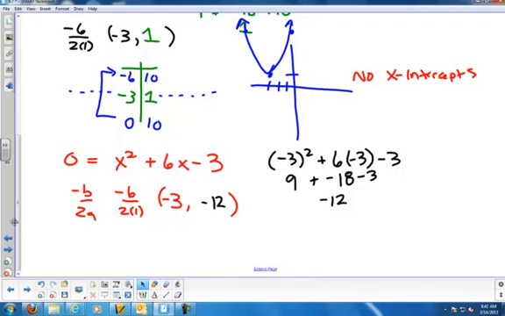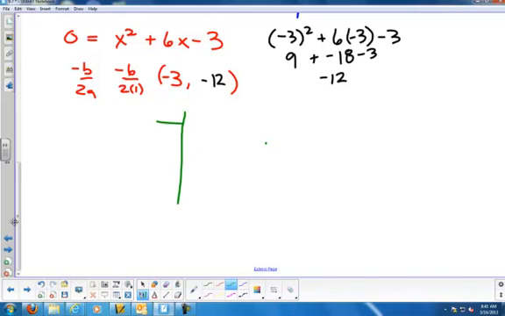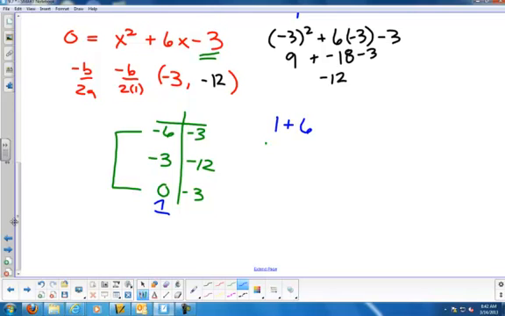And then if you look at a table with this data, negative 3 gives you negative 12. Again, a super easy number to plug in is 0. 0 is going to give negative 3. That's going to match up with negative 6. We're still in the negatives. The spot where it goes into the positives is where the x-intercept's going to be. So if you plug 1 in, you get 1 plus 6 minus 3. So that would give you 4.